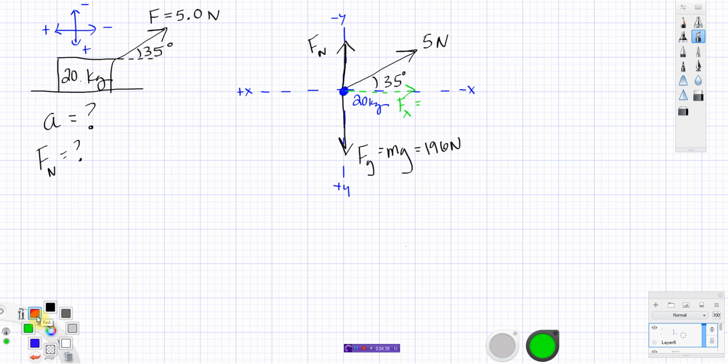And I use red for y. Here's Fy. Got a nice little right triangle here. So Fy is going to be, let's say it's opposite the triangle. So this is going to be the hypotenuse, which is 5, times the sine of the angle.